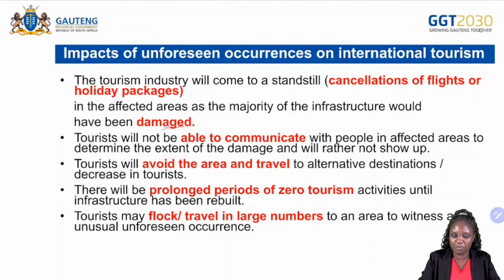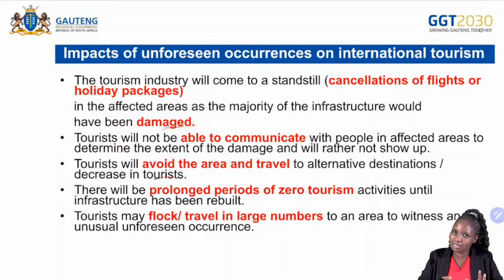And then tourists will not be able to communicate with people in affected areas to determine the extent of the damage and will rather not show up. If you cannot communicate, then you rather not show up. If you show up and there is a problem, it will be difficult to be rescued. Therefore, tourists will not visit such an area. So it is a negative impact on tourism. Tourists will avoid the area and travel to alternative destinations, and then there will be a decrease in tourists.